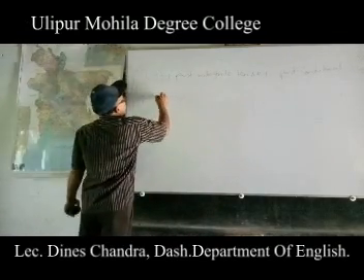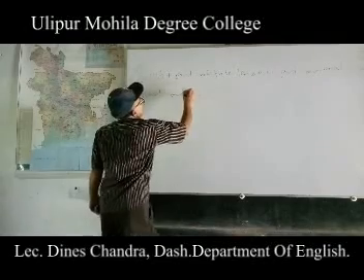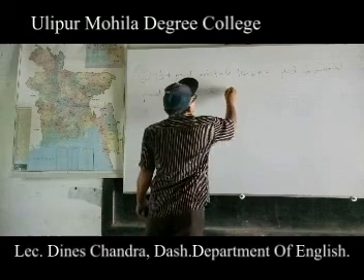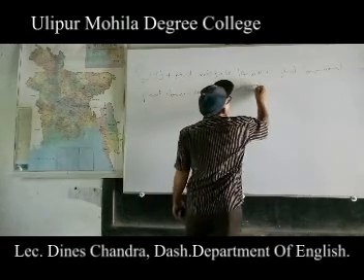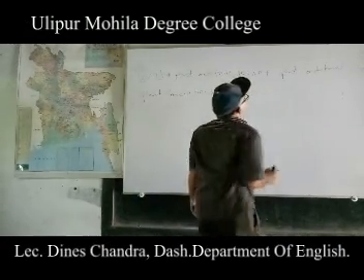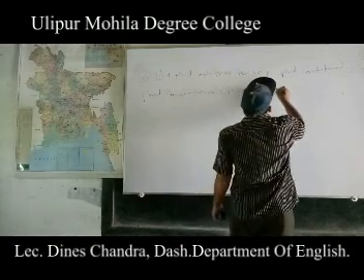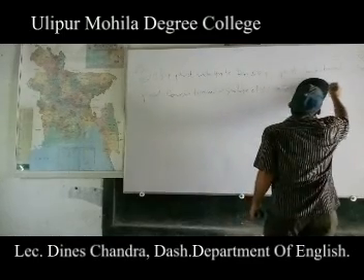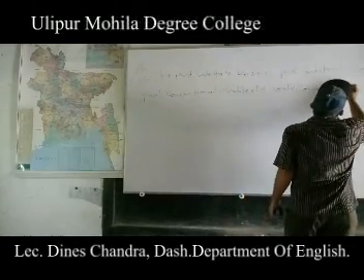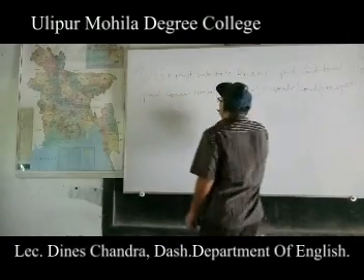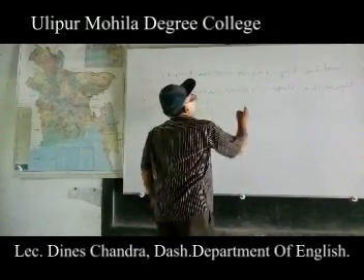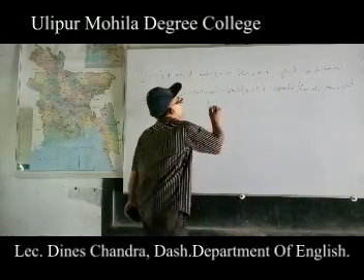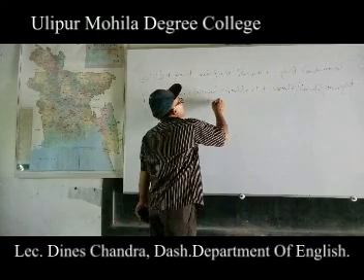Past conditional: subject plus would, could, might, plus after this would, could, might, we know there will be present form of verb.